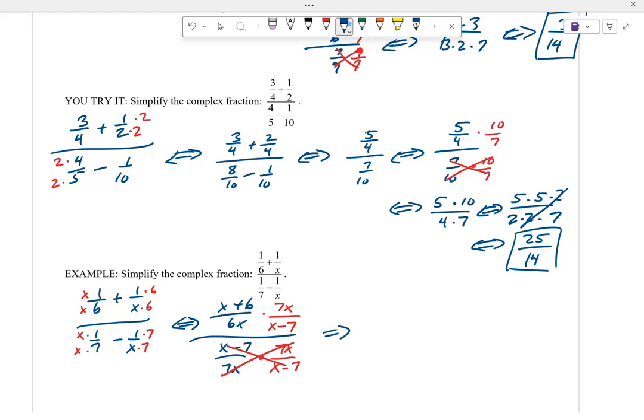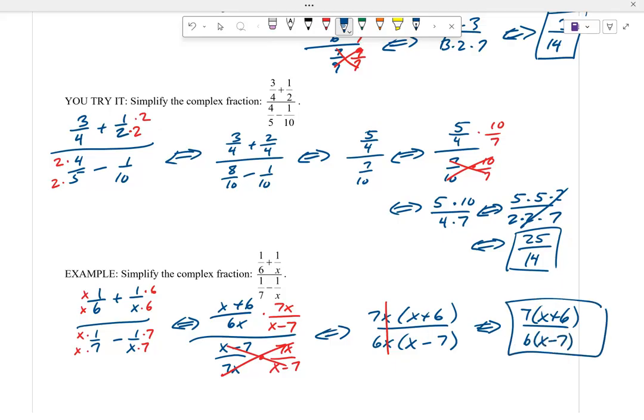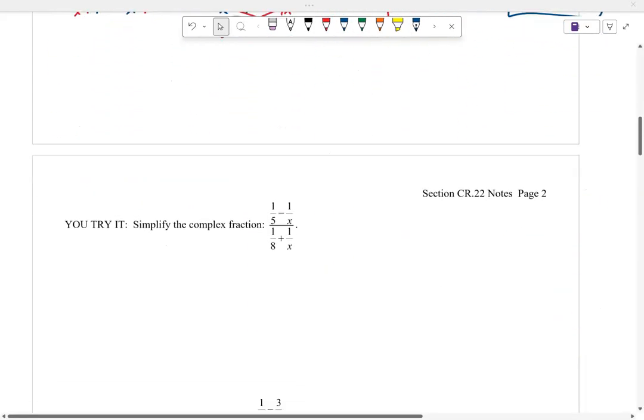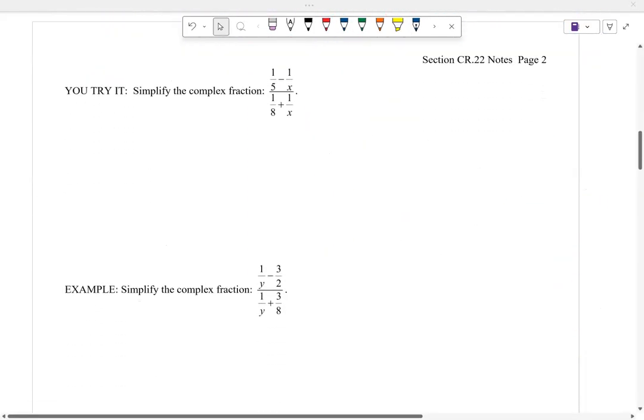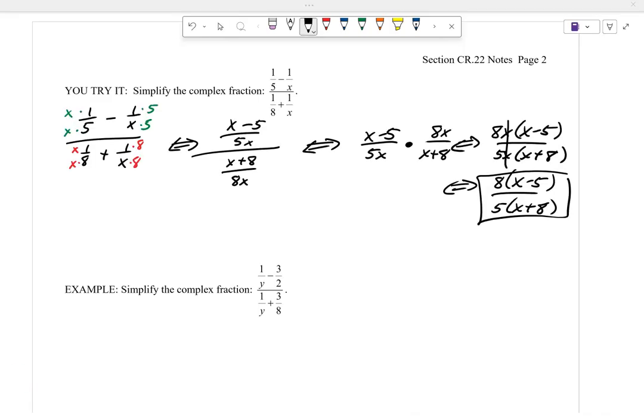And so we end up with 7 times x plus 6 on the numerator. On the denominator, I have 6 times x minus 7. Notice my x's do cancel, so I'm just left with 7 times the quantity x plus 6 over 6 times the quantity x minus 7. And we're all done to that point there. This next one's a good try problem if you want to pause the video, do that similarly, and check yourself.